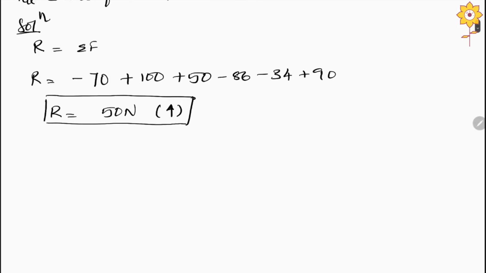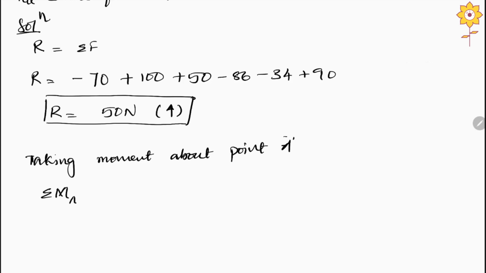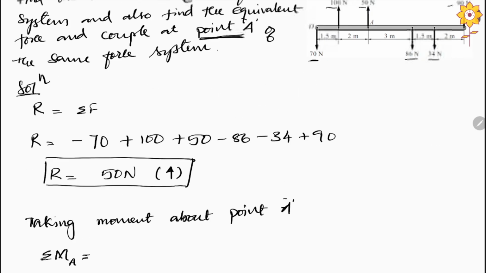To find out the couple, we can take the moment about point A. So, taking moment about point A, the summation of moment about point A, it will become M suffix A. Now look at the diagram.